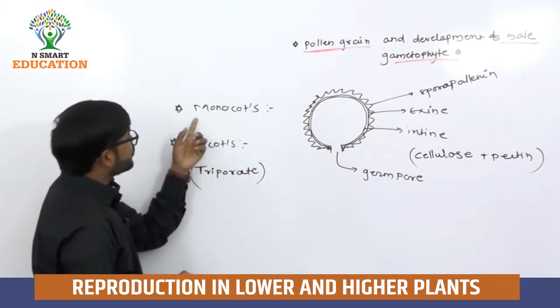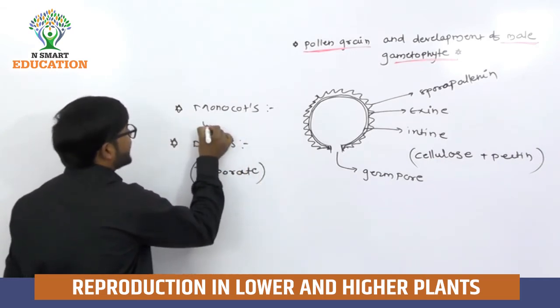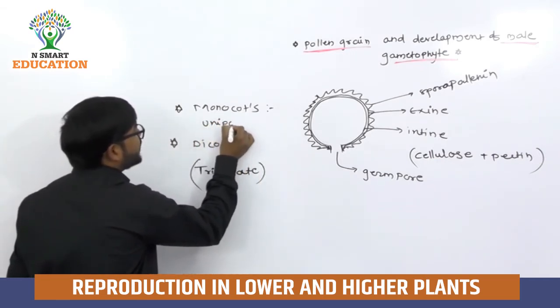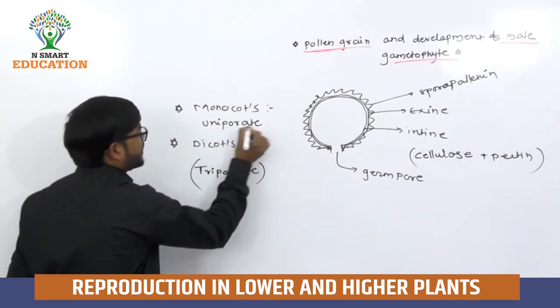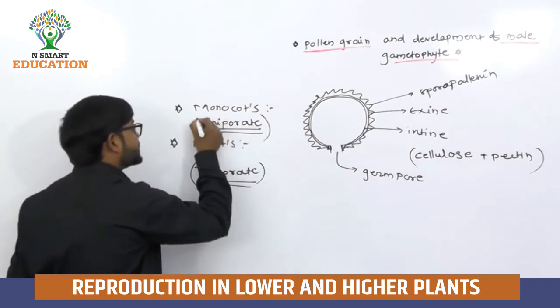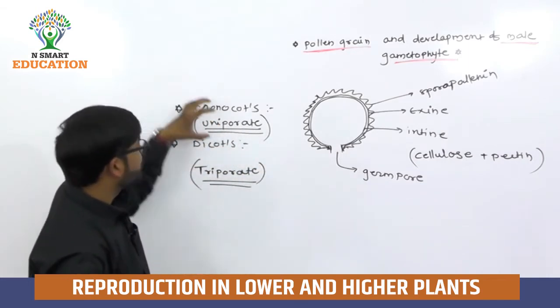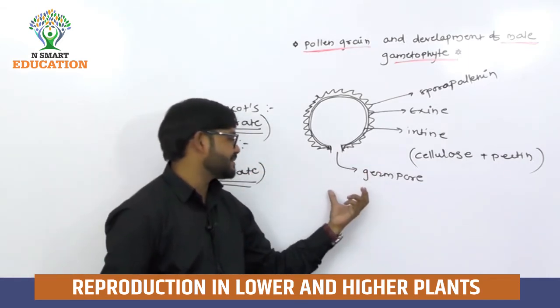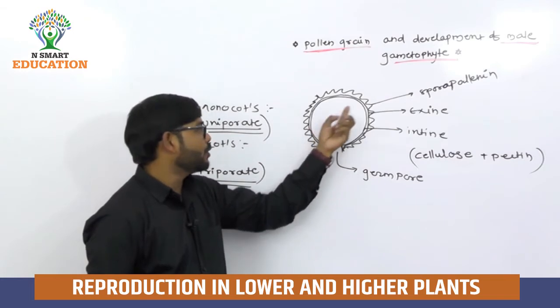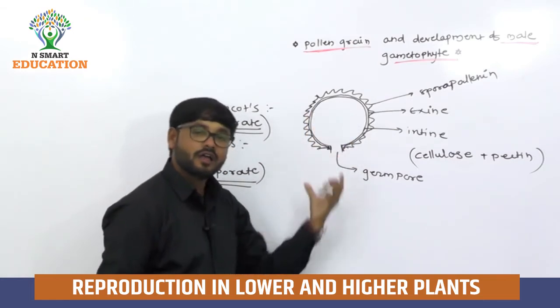ओके, एंड मोनोकॉट्स के अंदर अपने को कितना मिलेगा, दैट इज ओनली 1 पोर, तो दैट इज कॉल्ड एज द यूनिपोरेट. वेरी इंपॉर्टेंट हियर, यूनिपोरेट एंड दैट इज अ ट्राइपोरेट. It is very important. Okay, so this is all about the particularly monocot. This is a germ pores. एक स्पेस रहेगी जहां से पोलन ग्रेन यानी कि वहीं से वो पोलन ट्यूब फॉर्म करेगा.